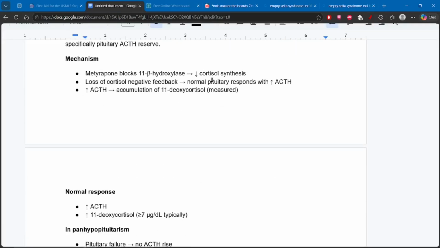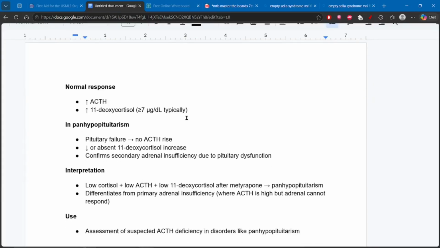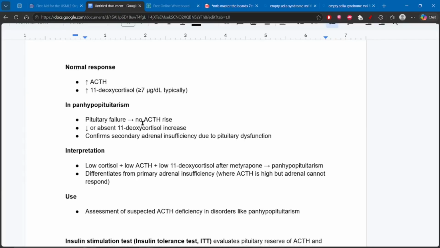So metyrapone blocks 11 beta hydroxylase. There's going to be decreased cortisol synthesis, and a normal pituitary responds with increased ACTH. This is a normal response. But what happens is that there is no ACTH rise because ACTH is going to be low.